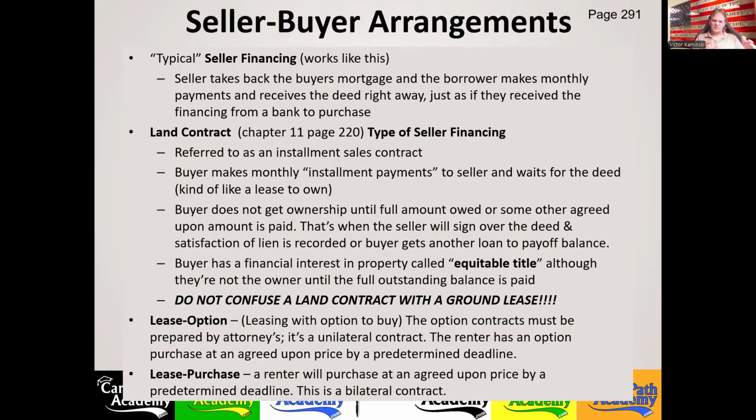A lease purchase is similar to a lease option, except instead of having the option, you're definitely going to buy. The seller agrees to sell the property at pre-agreed upon terms to a buyer to purchase it by a predetermined deadline that they're definitely going to purchase it by. It's not an option. They're definitely going to buy it. Okay.